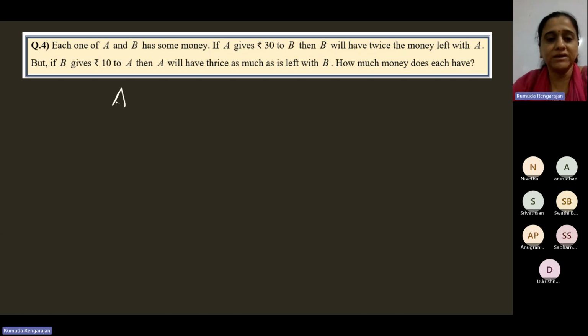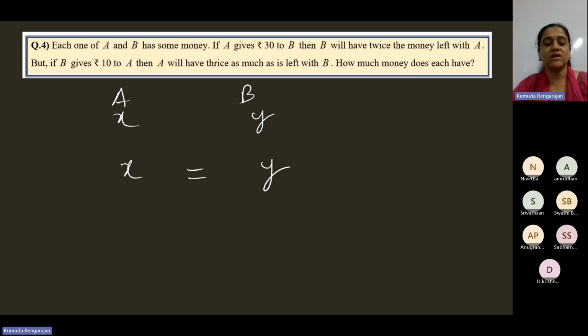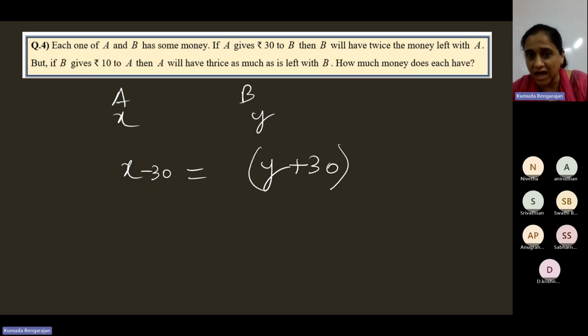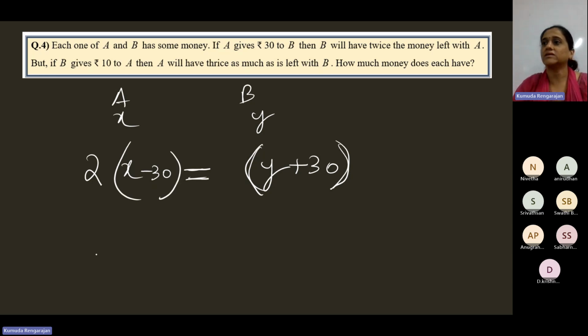Okay, so A, B, X, Y. I said we'll be ready like this. A gives 30 rupees to B. So minus 30 from A's pocket, and B is receiving, so plus 30 to B's pocket. If A gives 30 rupees to B, then B will have twice the money left with A. That's all. As we read, just complete the equation.